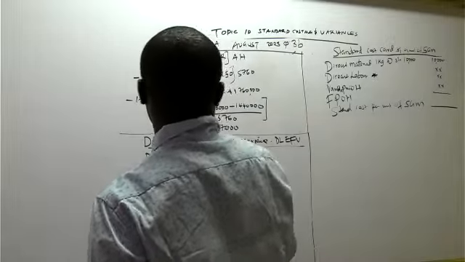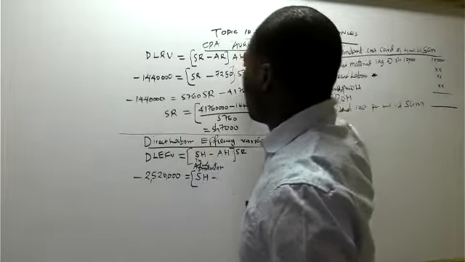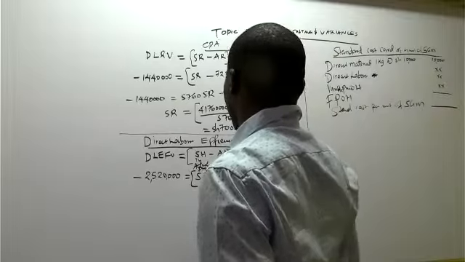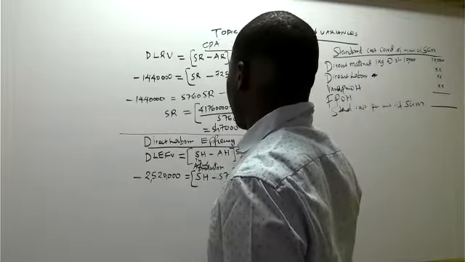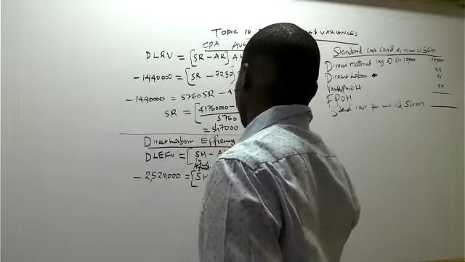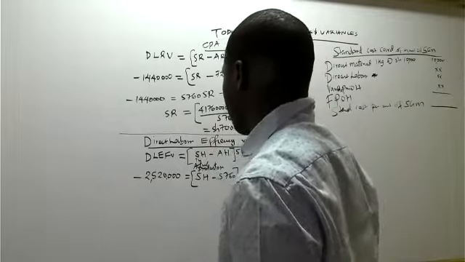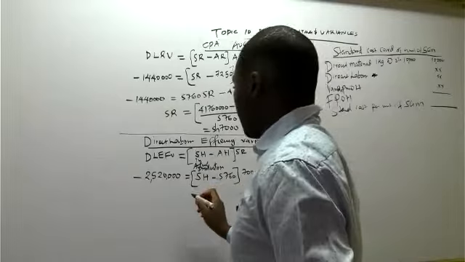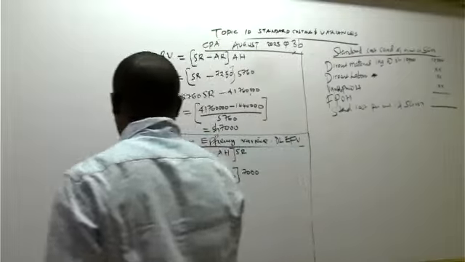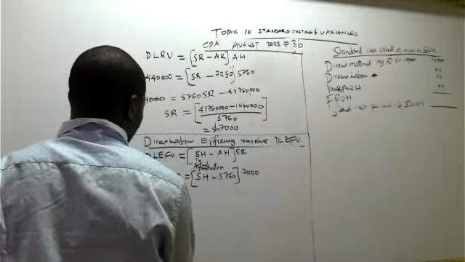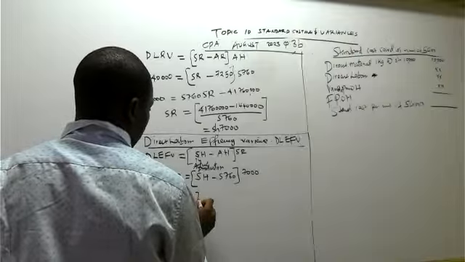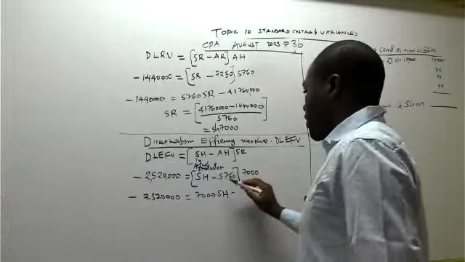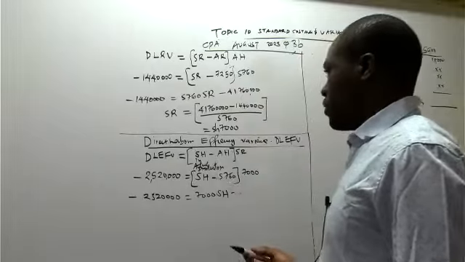Minus actual hours. Actual hours tumeitumia hapa juu, 5760. We multiply by the standard rate, which we've calculated up here as 7,000. So if that is done, I need to break my bracket by taking negative 25,000 is equal to 7,000 SH minus. So I want to take 7,000 by 5760, and then you'll be able to give me the result.